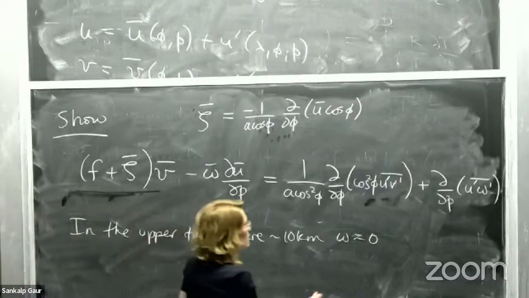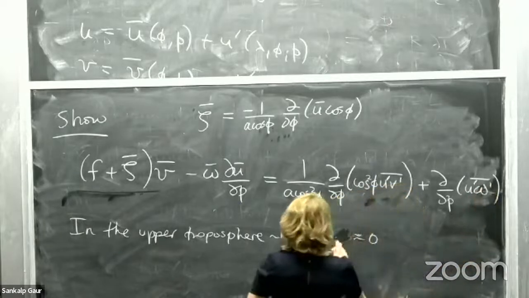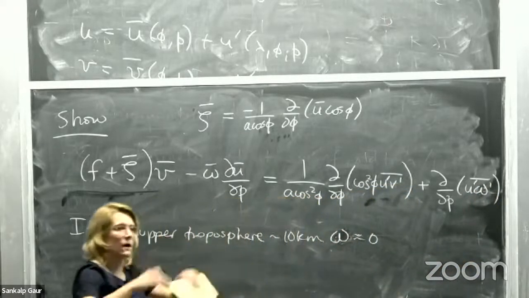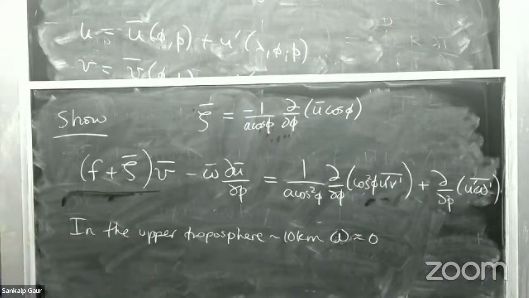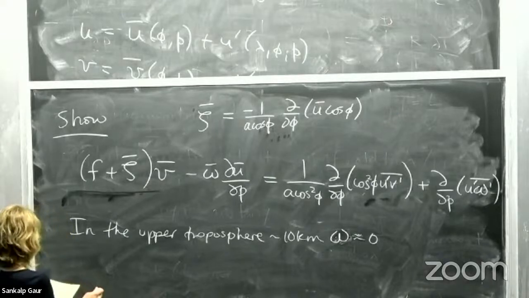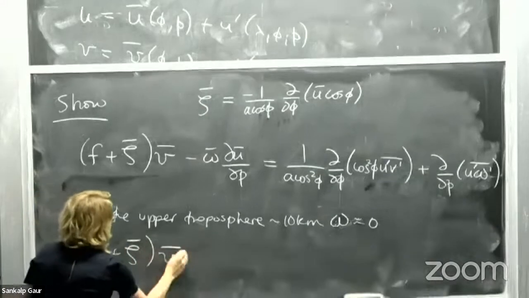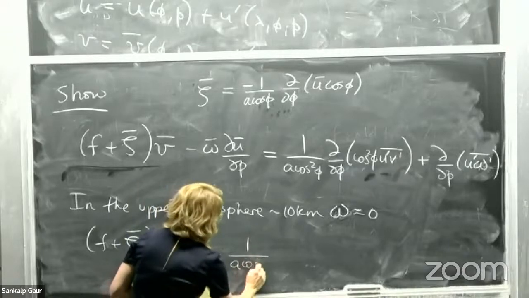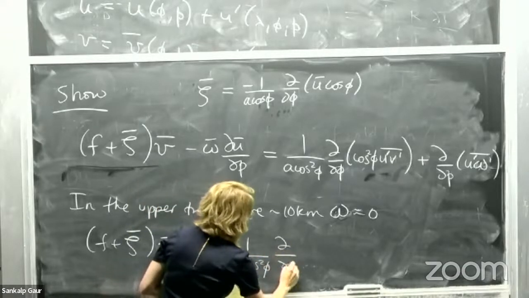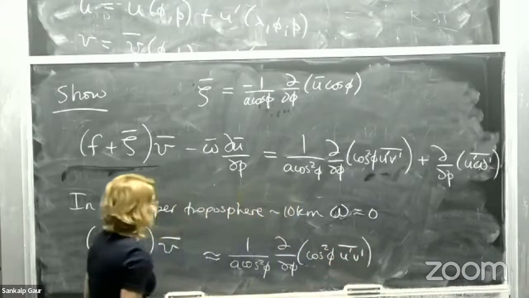I have a pressure derivative here, so this is omega. Once we're up at this level, everything is moving outward, so it's mainly U and V, not U and omega. That helps us. And if we then write this out, essentially what we're doing is dropping the terms proportional to omega.